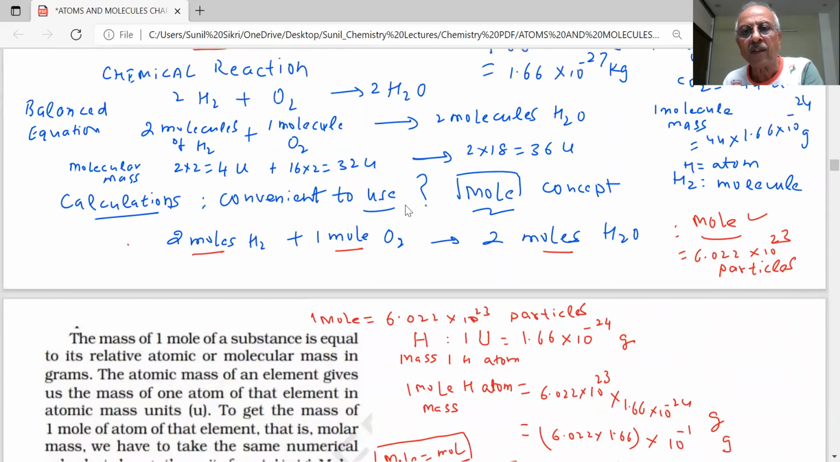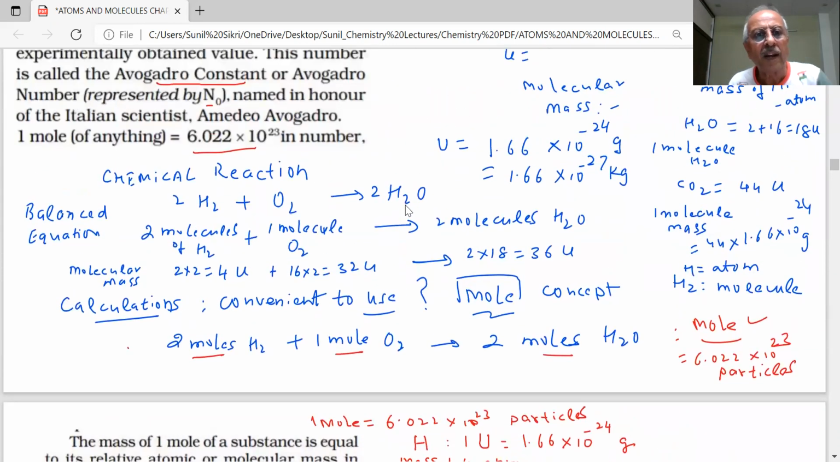So in this reaction, 2 moles of hydrogen react with 1 mole of oxygen to produce 2 moles of water. In other words, what will be the mass of 2 moles of hydrogen? 2 into 2, that will be equal to 4 gram of hydrogen. Reacting with how many grams of oxygen? 16 into 2, 32 grams of oxygen. And what is the product? 2 into 18, 36 gram of H2O.